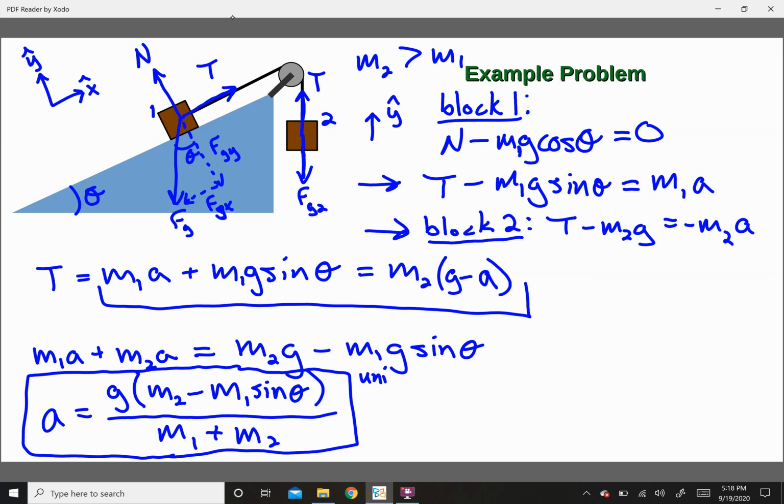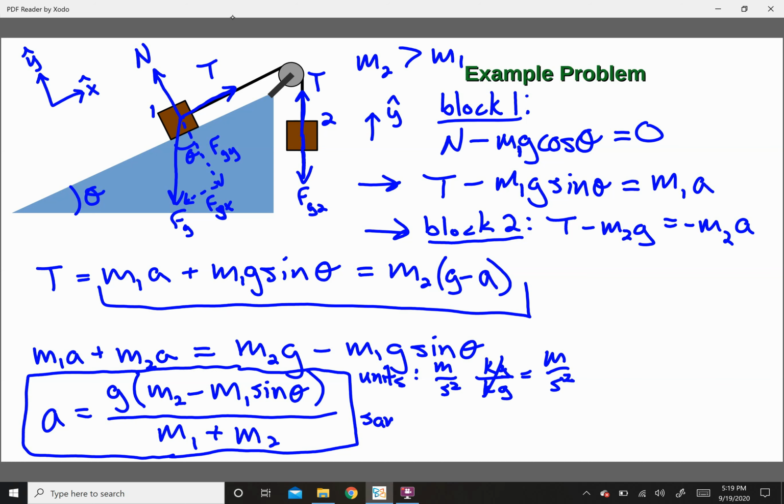The units on this are meters per second squared, and then that's all times this fraction that has, sorry, not meters, that has mass on top and mass on the bottom. They cancel. I get meters per second squared, just like I should for an acceleration.